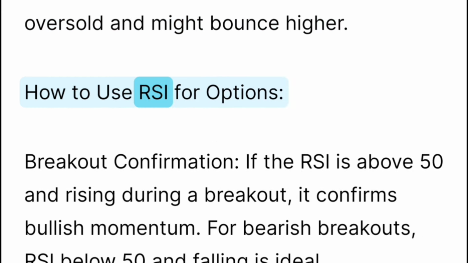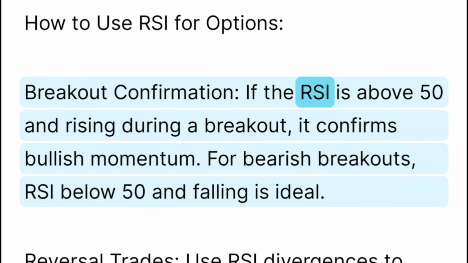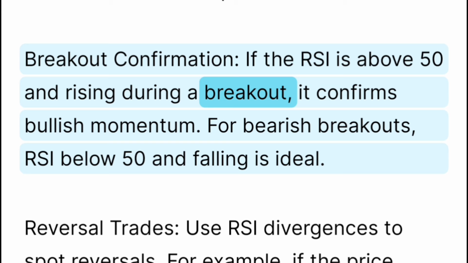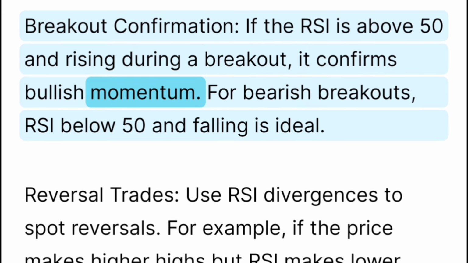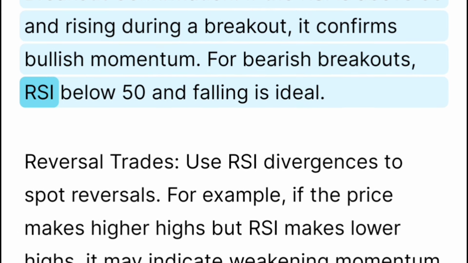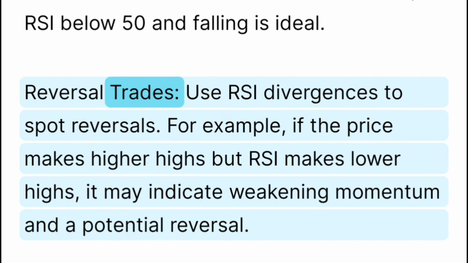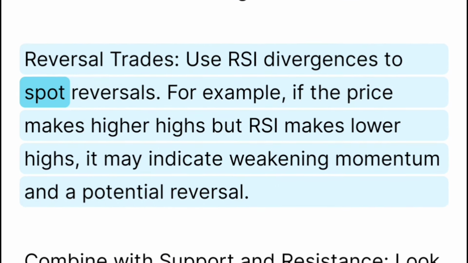How to use RSI for options. Breakout confirmation. If the RSI is above 50 and rising during a breakout, it confirms bullish momentum. For bearish breakouts, RSI below 50 and falling is ideal. Reversal trades. Use RSI divergences to spot reversals.